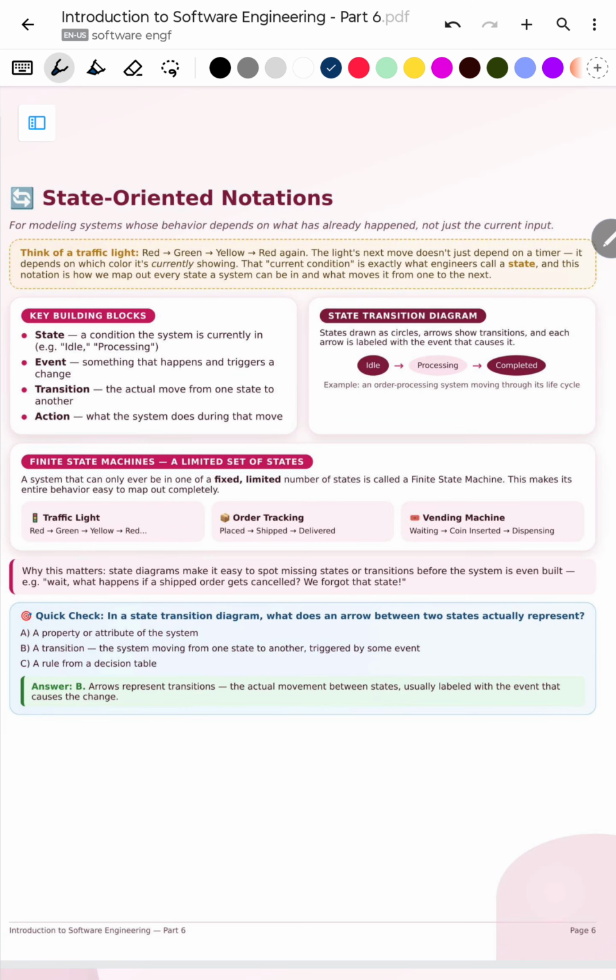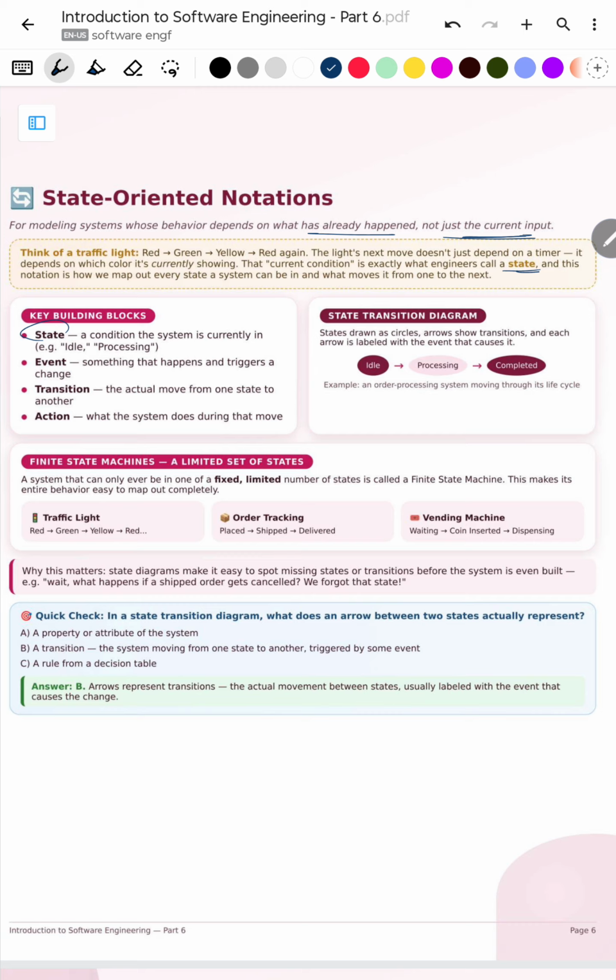For modeling systems whose behavior depends on what has already happened, not just the current input. Think of a traffic light. Red, green, yellow, again red. So the light's next move doesn't depend on timer. It depends on which color is currently showing. The current condition is exactly what engineers call a state. And this notation is how we map out every state a system can be in and what moves it from one to the next.